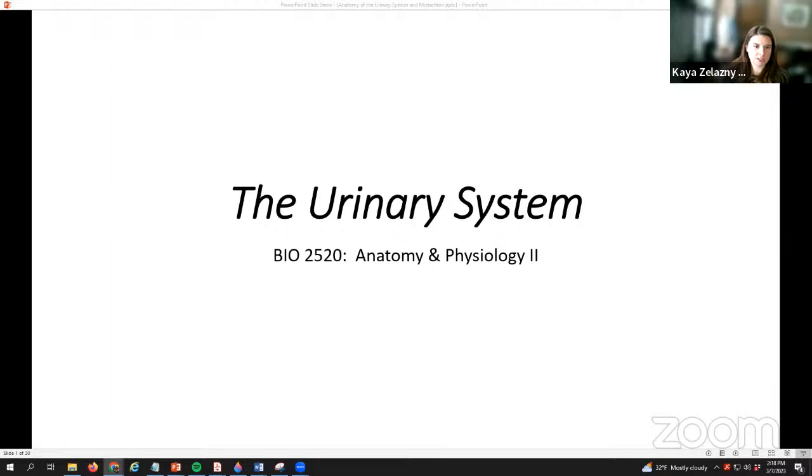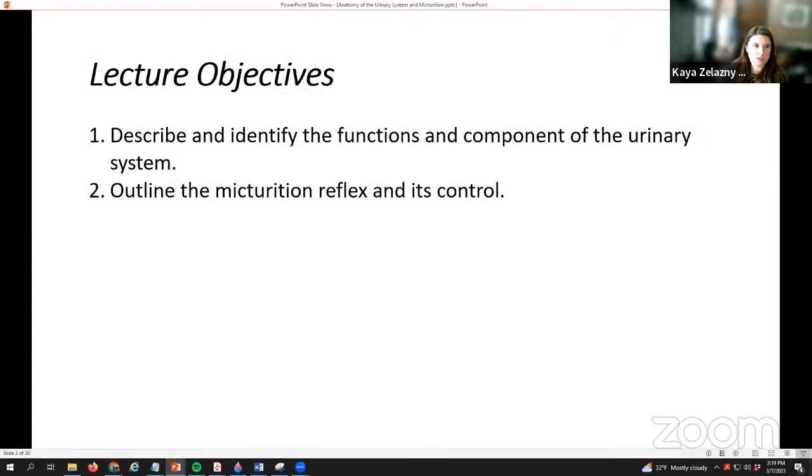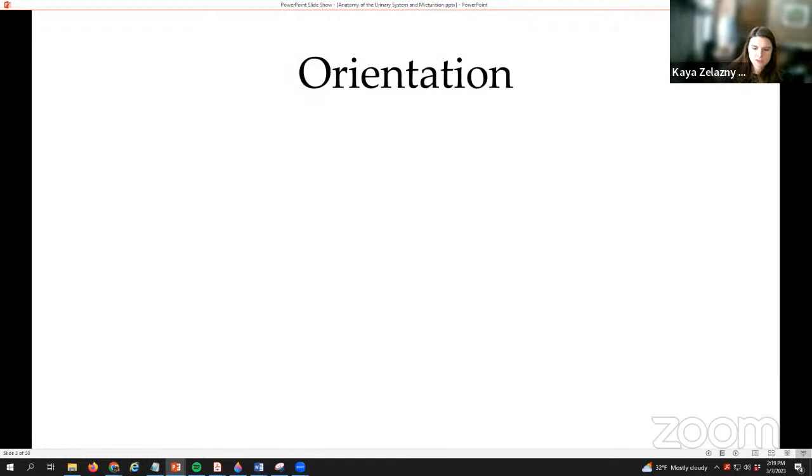Okay, so we're talking about the urinary system. So I want to orient us first, okay? So today we're going to be talking about the functions a little bit, but mainly about the components of the urinary system. We're also going to talk about something called the micturition reflex and how you control it, basically peeing. Okay. So here's our orientation.